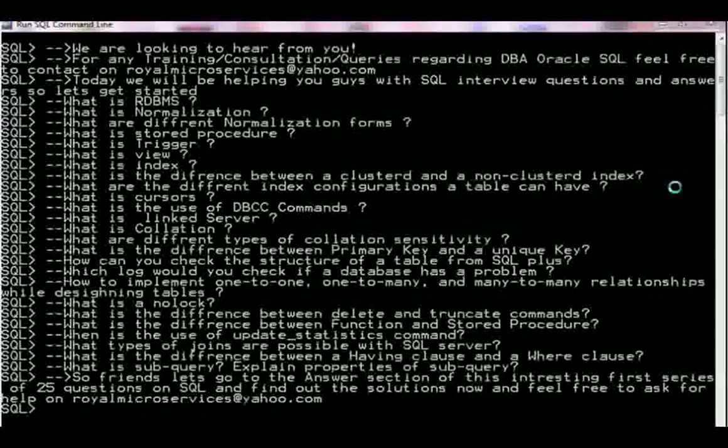DBCC CHECKALLOC to check that all pages in a DB are correctly allocated.